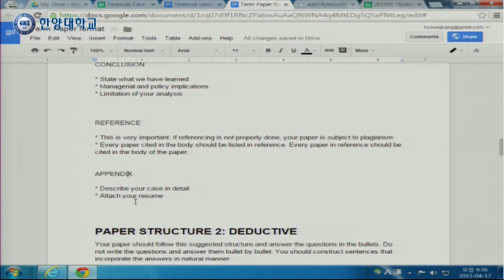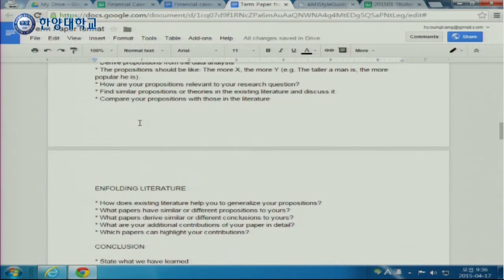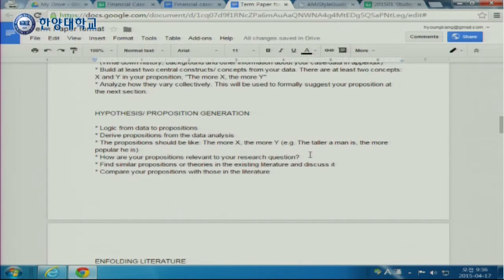Any question? Yes. No, they are not data. They are good for this part, unfolding literature and then hypothesis and proposition generation.